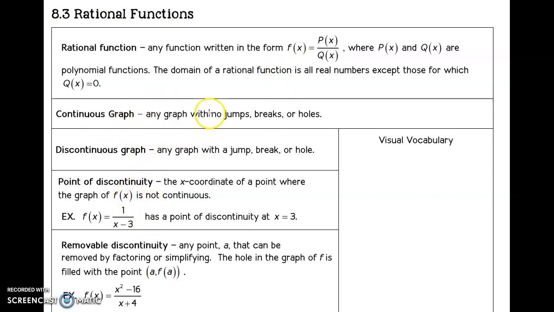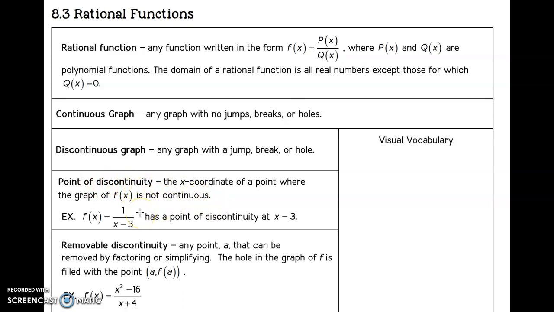So we got a continuous graph, a graph with no jumps, breaks, or holes. If you have no idea what I'm talking about, you will after this lesson ends. A discontinuous graph is a graph with a jump, break, or a hole. Point of discontinuity, I'll show you that too.